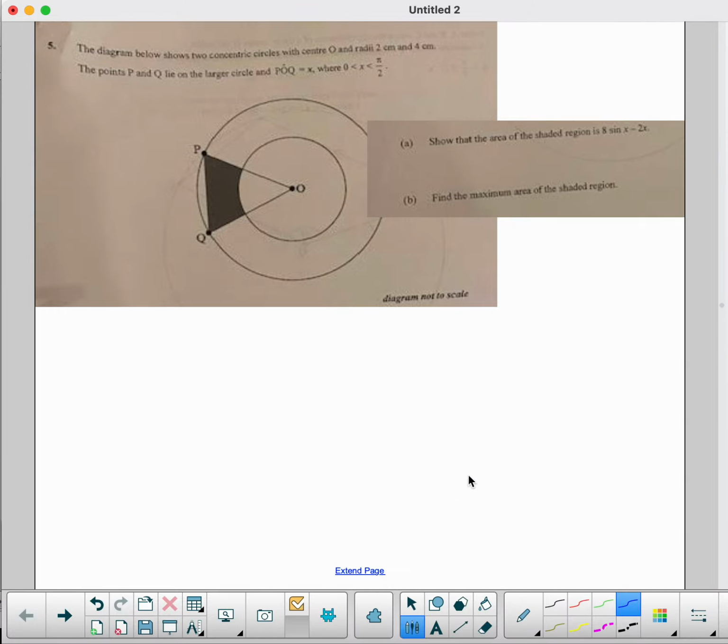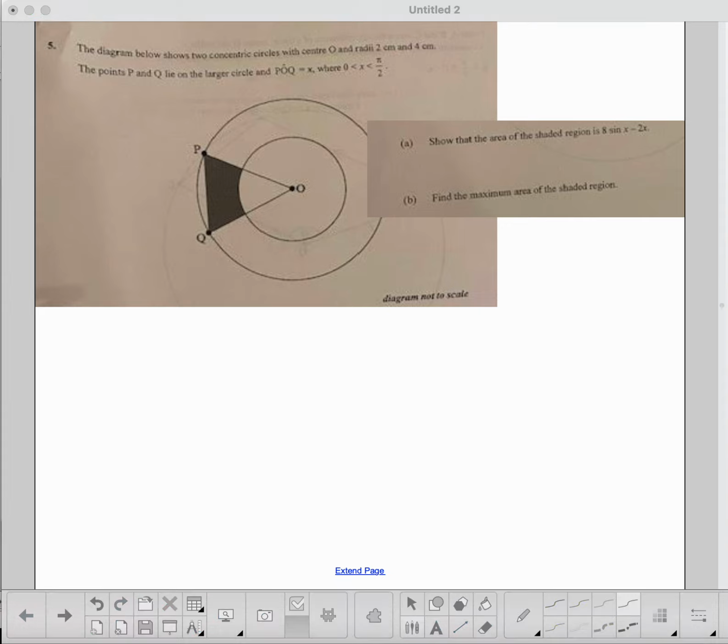Let's take a look. This one we have to show that the area of the shaded region is 8 sine x minus 2x. Okay, fine. So the first thing that we're going to do is label this stuff. They tell us that this angle here is x, the radius of the inner circle is 2, and the radius of the outer circle is 4. So boom, boom, boom.